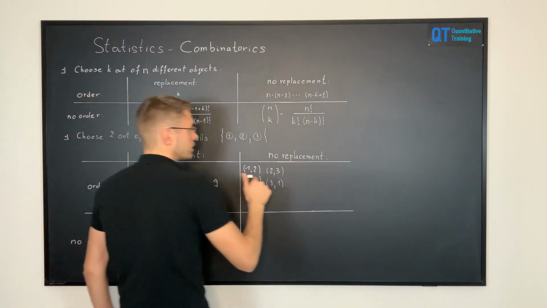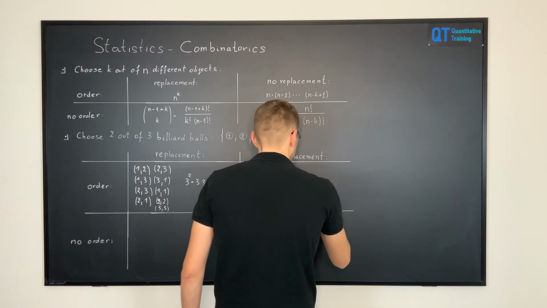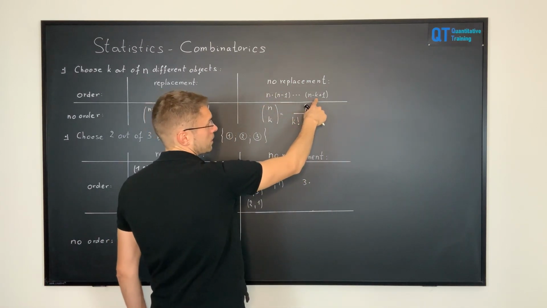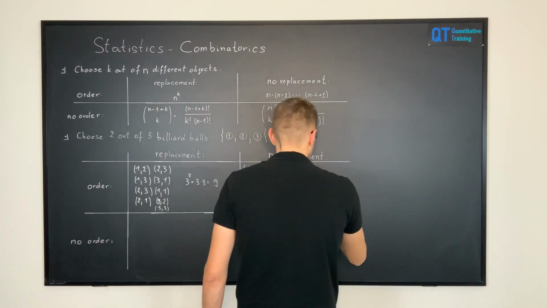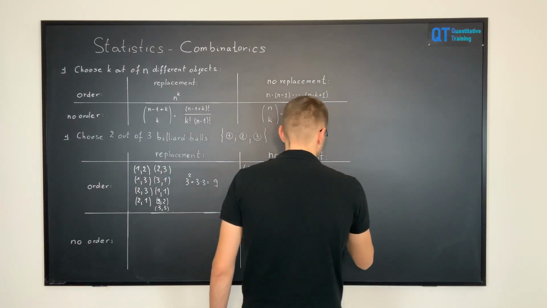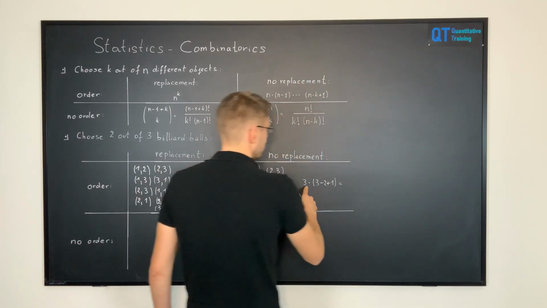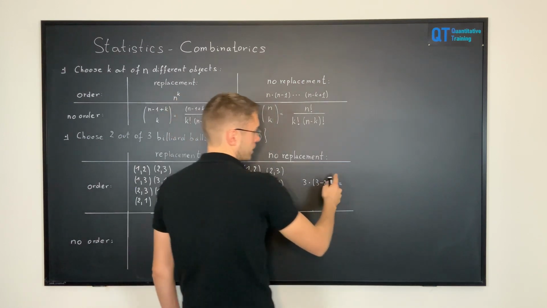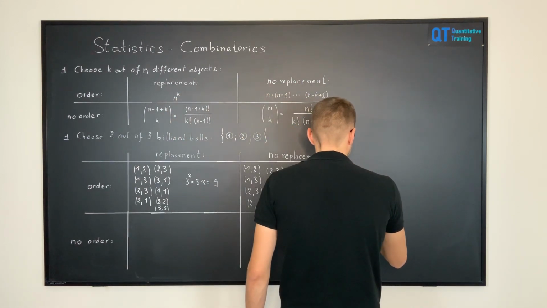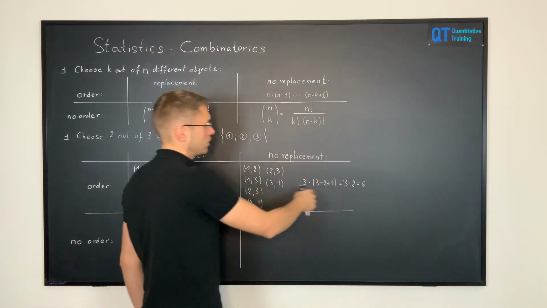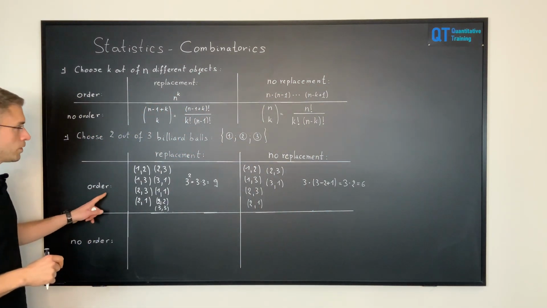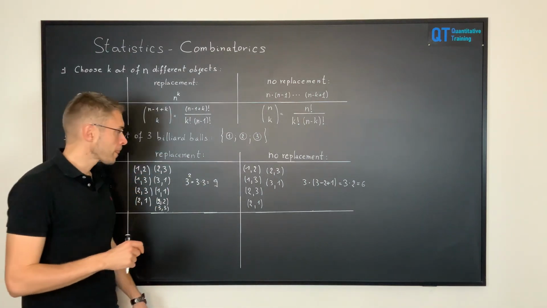So as we saw, n equals 3. So we first have 3 times n minus k plus 1, so basically 3 minus 2 plus 1. So this is 3 times 3 minus 2, which is 1, plus 1 is 2. So we have 3 times 2, which is indeed 6. So we find the 6 different possibilities in the case of order and no replacement.